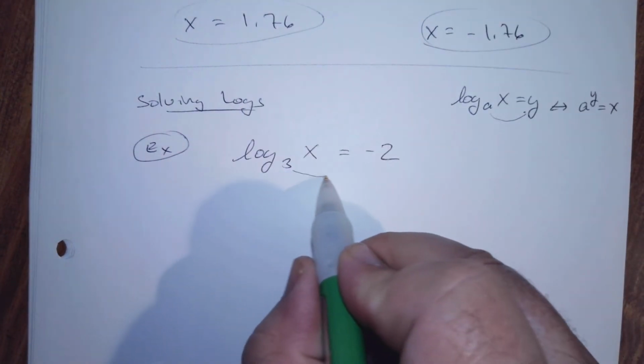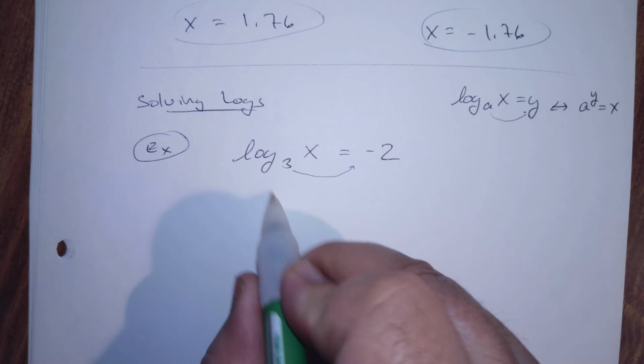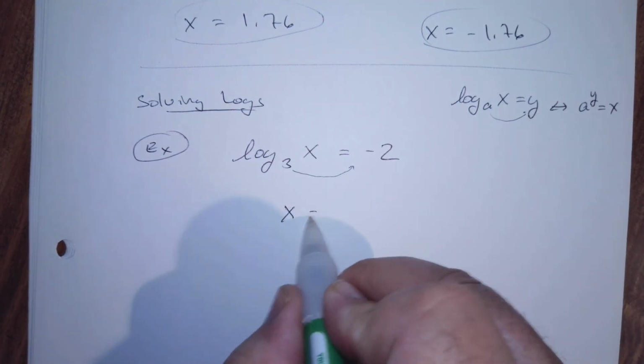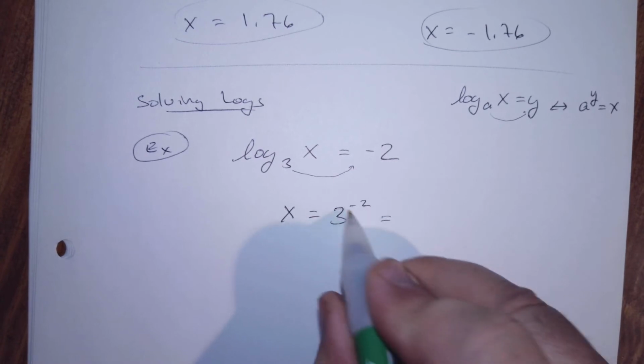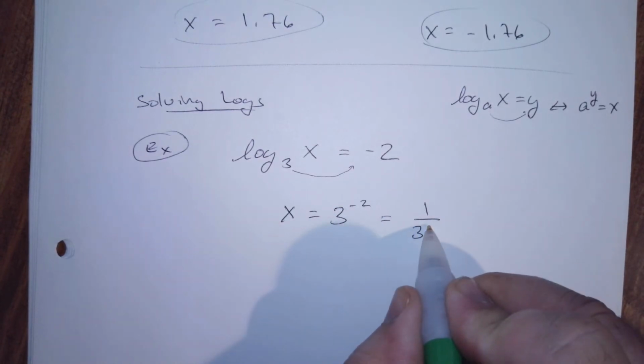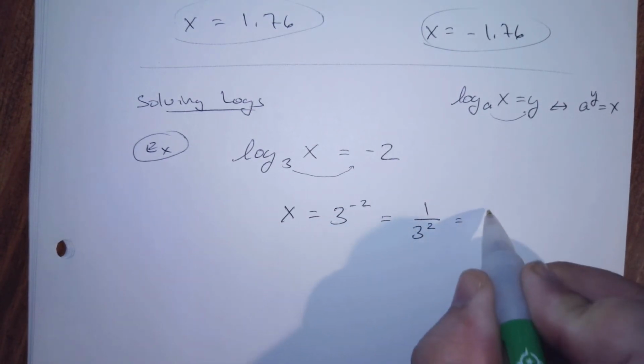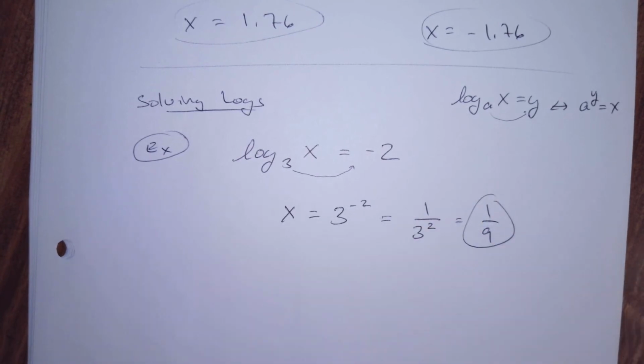So the 3 comes over here. The log drops off, so we have x equals 3 to the power negative 2. Negative exponent means it goes on the bottom. Drop the negative. So it's 1 over 9. The answer is 1 over 9.